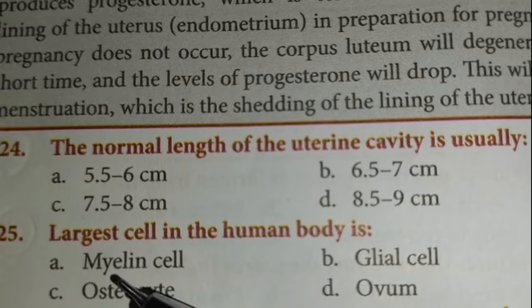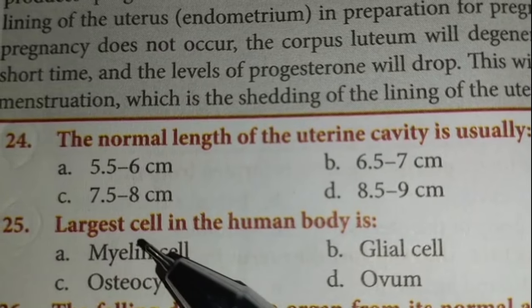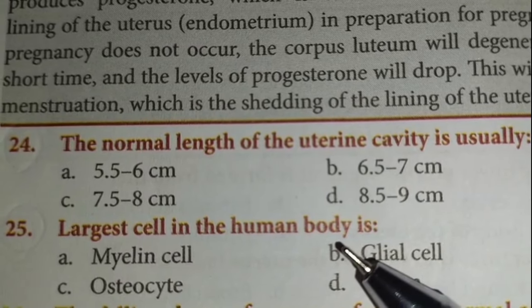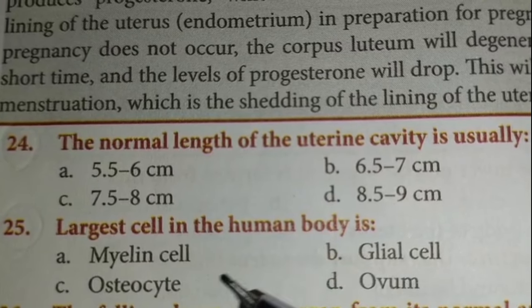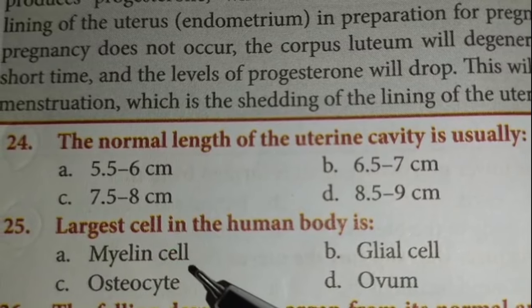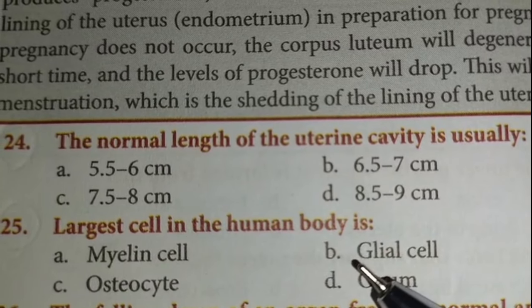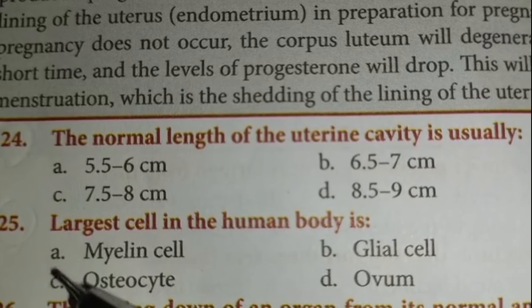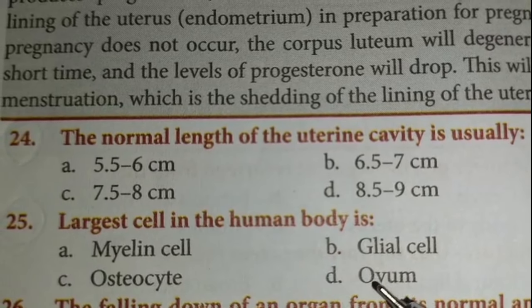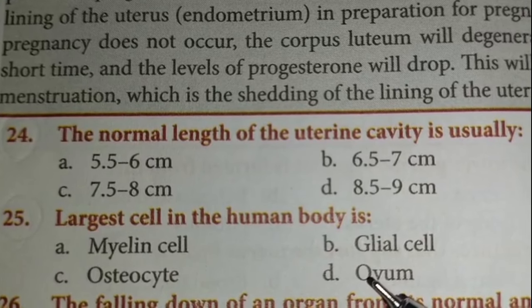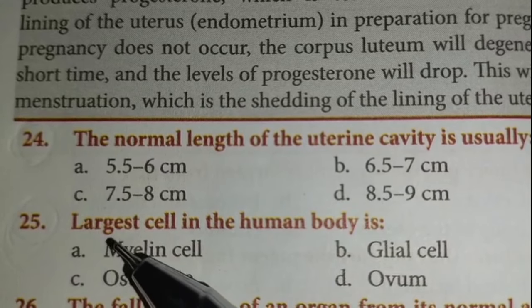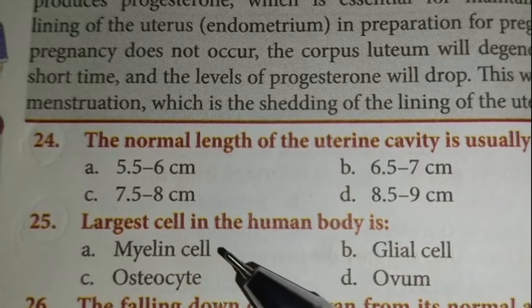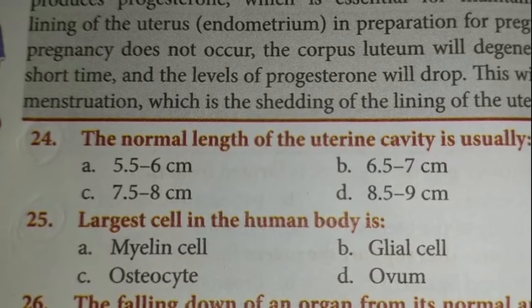And the next question is, largest cell in the human body is. Option A, myelin cell. Option B, glial cell. Option C, osteocyte. And option D, ovum. And the correct option is option D, ovum. Largest cell in the human body is ovum.